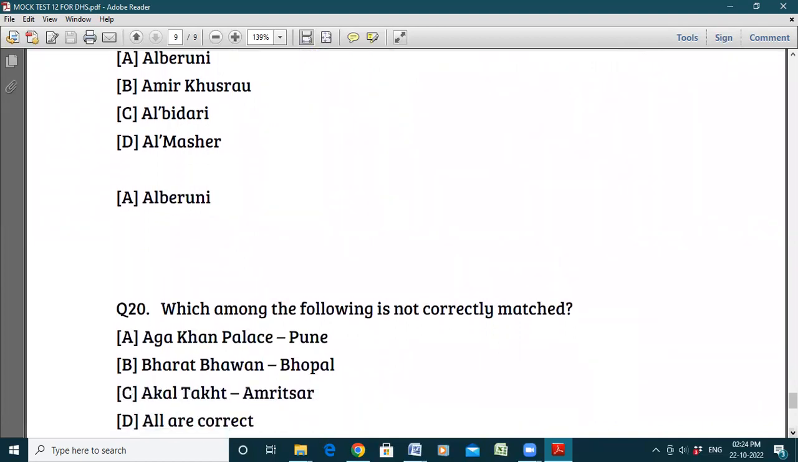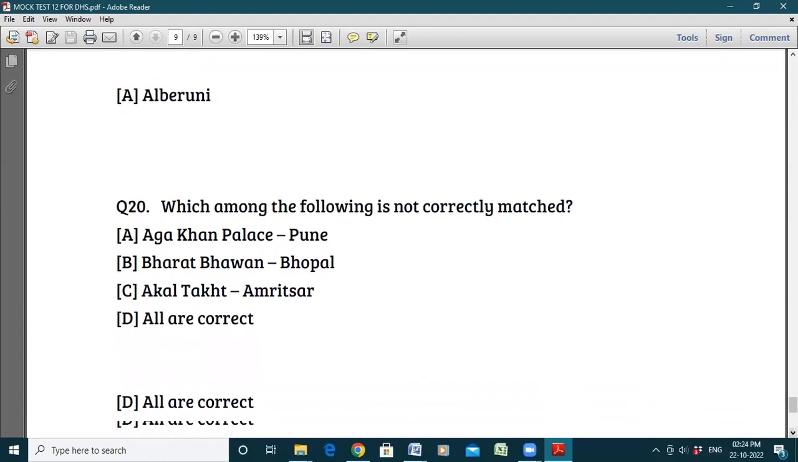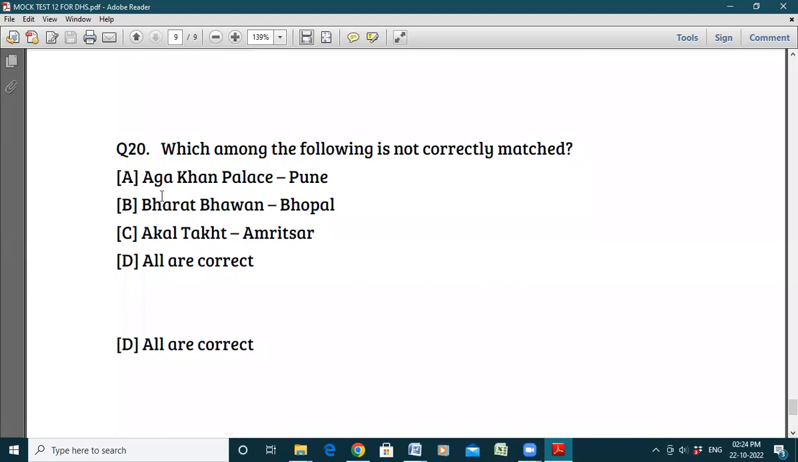And today's last question of this mock test: which among the following is not correctly matched? If all of them match, then D is the correct answer. We have to go through each option: Aga Khan Palace is in Pune, Bharat Bhavan is in Bhopal, Akal Takht, the pronunciation may be different, is in Amritsar. So option D is the correct answer.